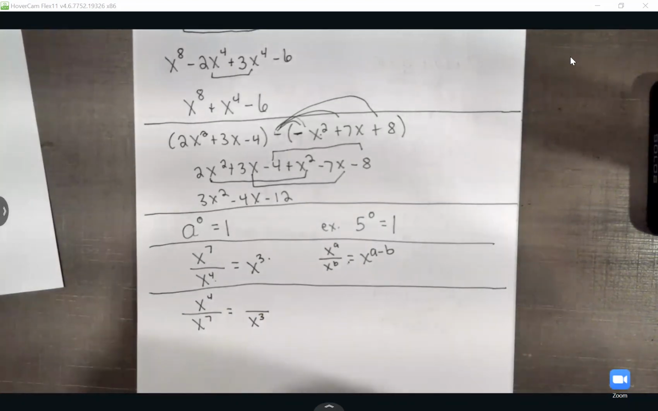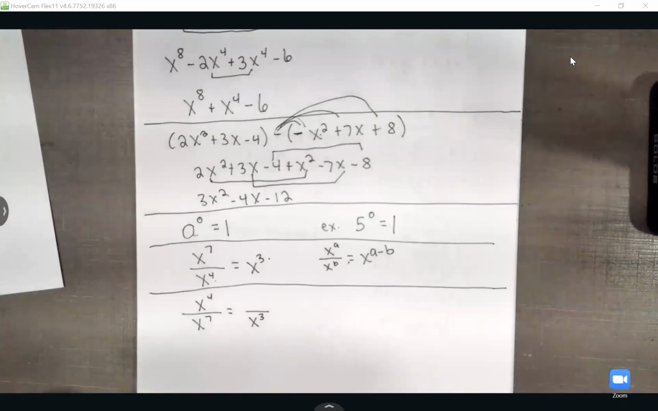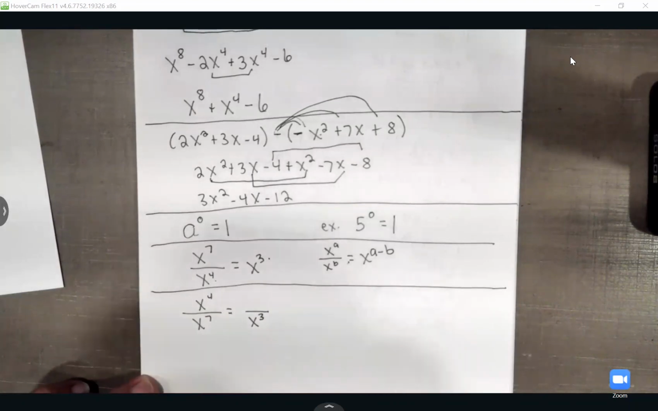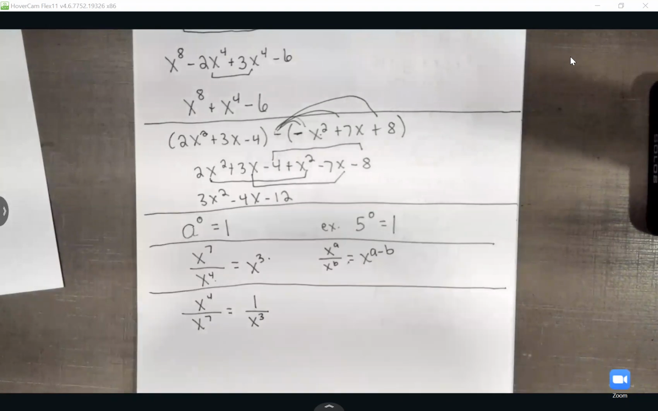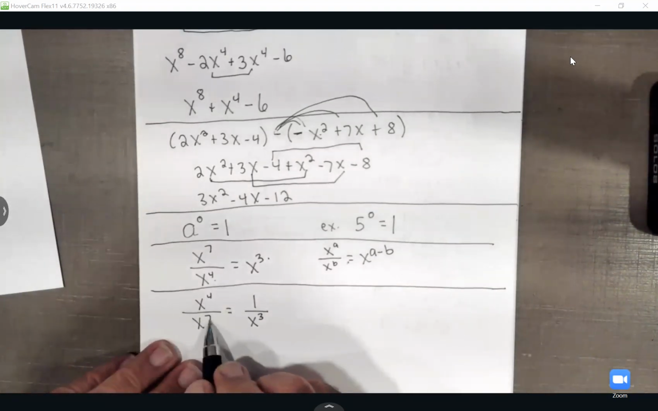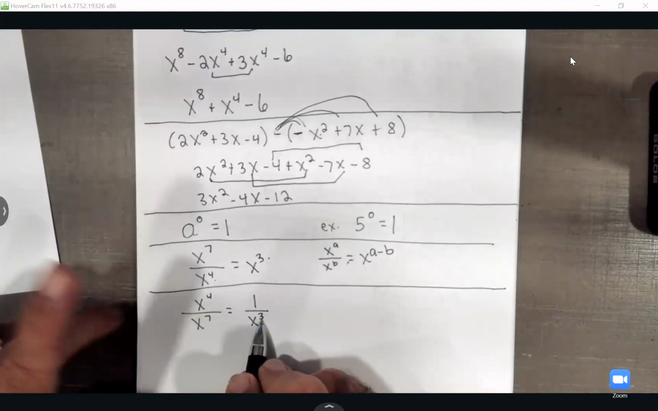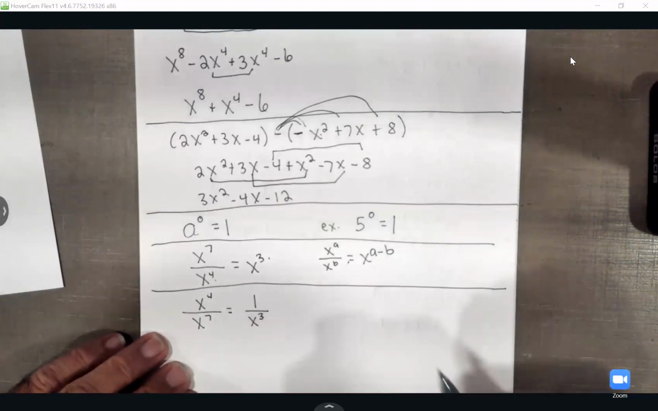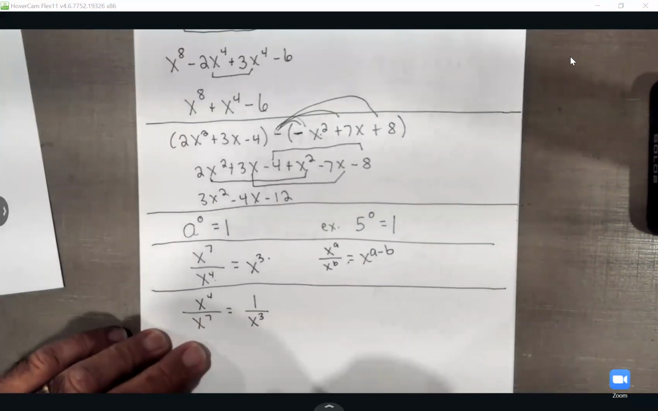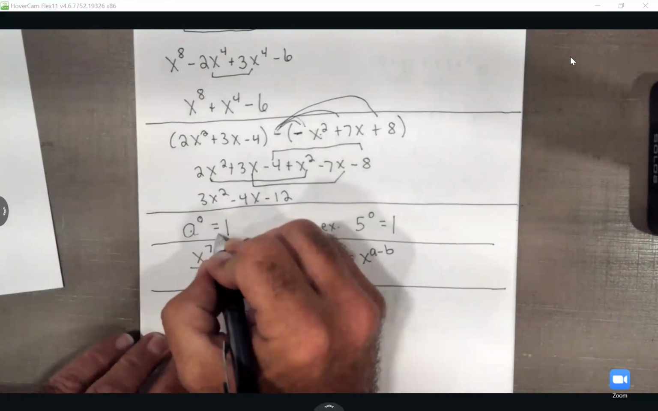So y'all think about this. Since my variable is in the bottom, what must I put on the top? A 1. Okay, so bottom heavy, the variable stays in the bottom. Top heavy, it's going to stay on top, okay? Now, I'm about to prove why a to the 0 equals 1.